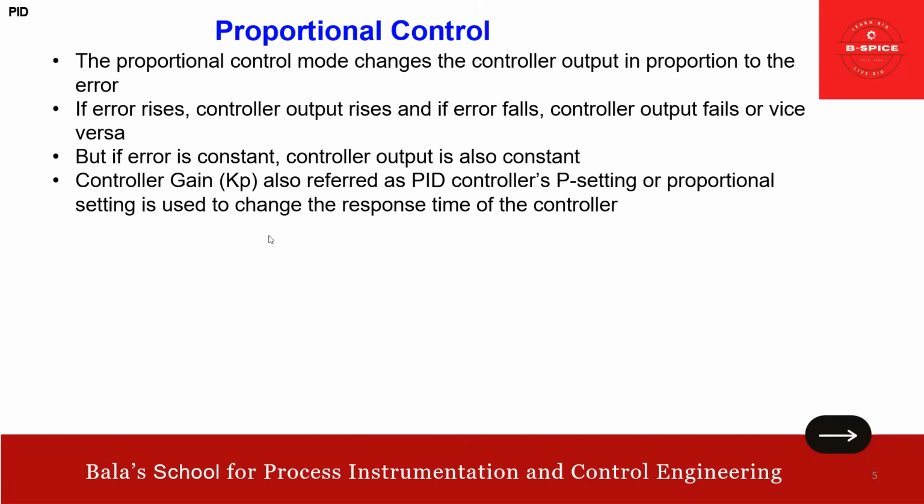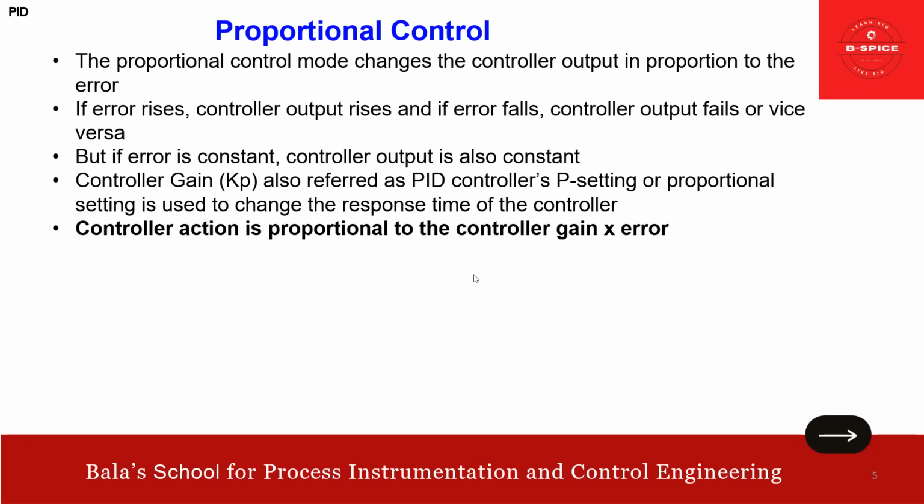So that is a pointer. Here, some terminologies also we are going to learn. Controller gain. There is a terminology called controller gain, KP. This is also referred to as PID controller P setting or proportional setting. This is used to change the response time of the controller. You remember, friends, controller gain KP is called a P setting, proportional setting. This is used to change the response time of the controller. So controller action is proportional to the controller gain and error. So that is the point.